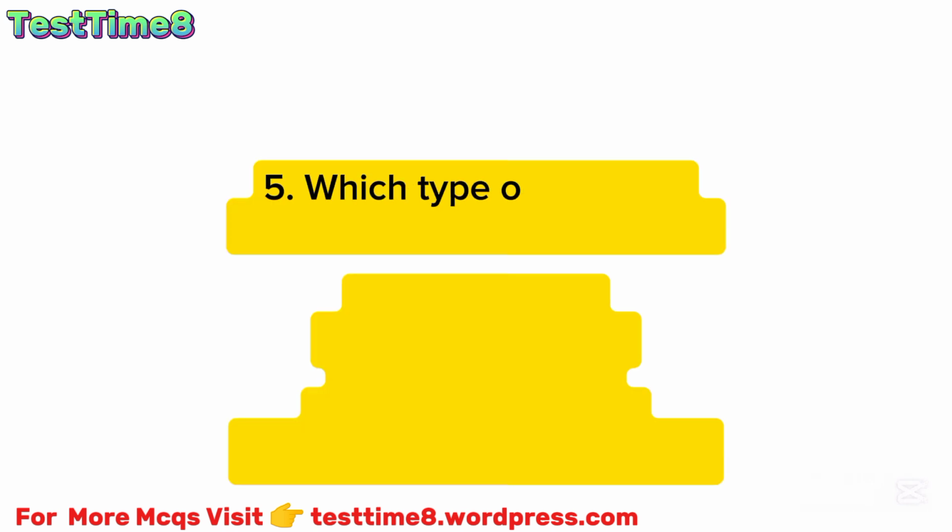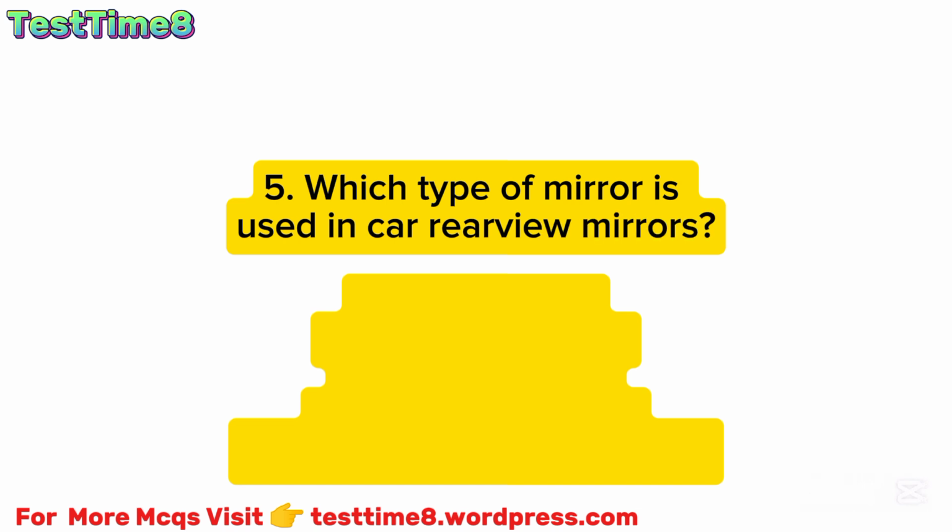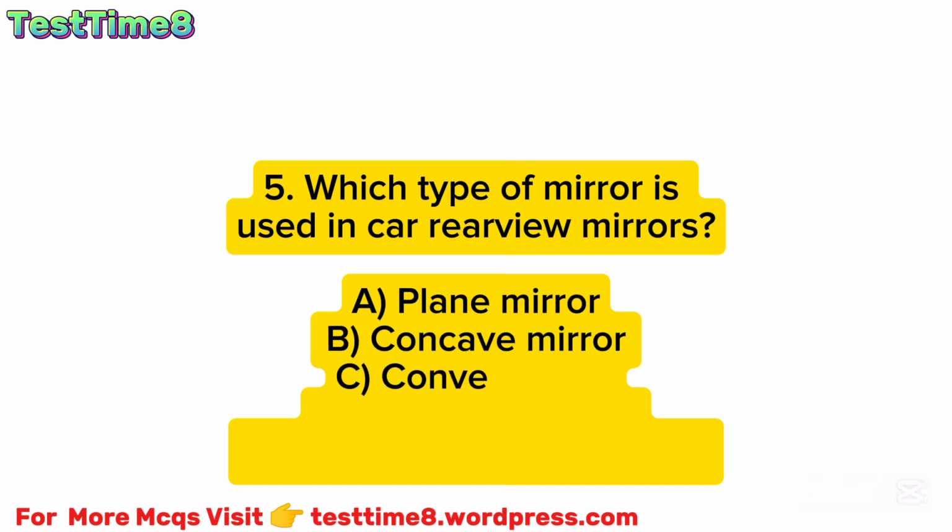5. Which type of mirror is used in car rearview mirrors? A. Plane mirror, B. Concave mirror, C. Convex mirror, D. Cylindrical mirror. Answer: C. Convex mirror.